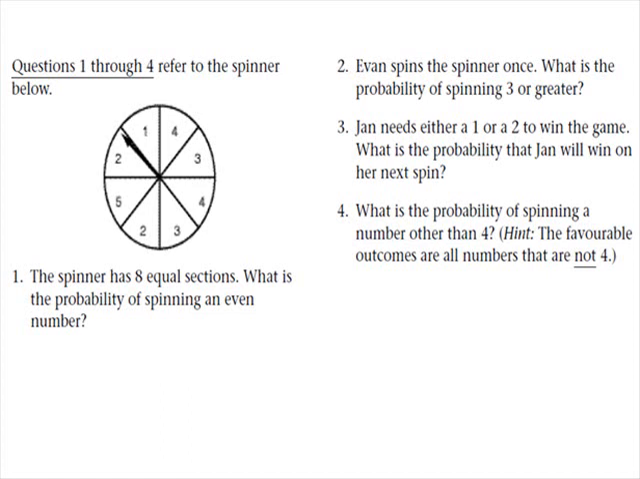Remember, when you calculate probability, your probability is always found by taking your favorable outcomes, that's what you want to happen, and dividing it by the total number of possible things that could happen, including the ones you want.